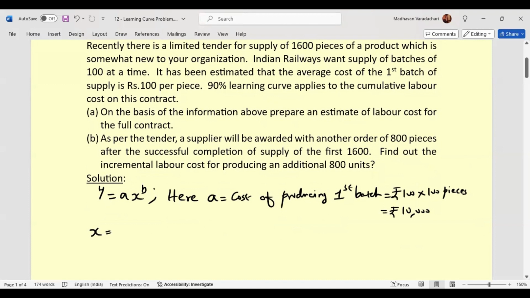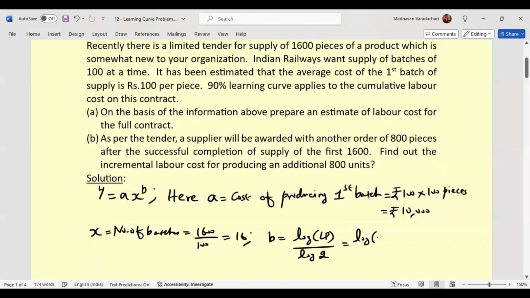Then X will be the initial order, which is for a limited supply of 1600 pieces, which means X is, I'll convert this into number of batches, which is 1600 divided by 100. So it is 16 batches. Then our learning index b will be logarithm of learning percentage divided by logarithm of 2, both to the base 10, which is logarithm of 0.9 divided by 0.301.